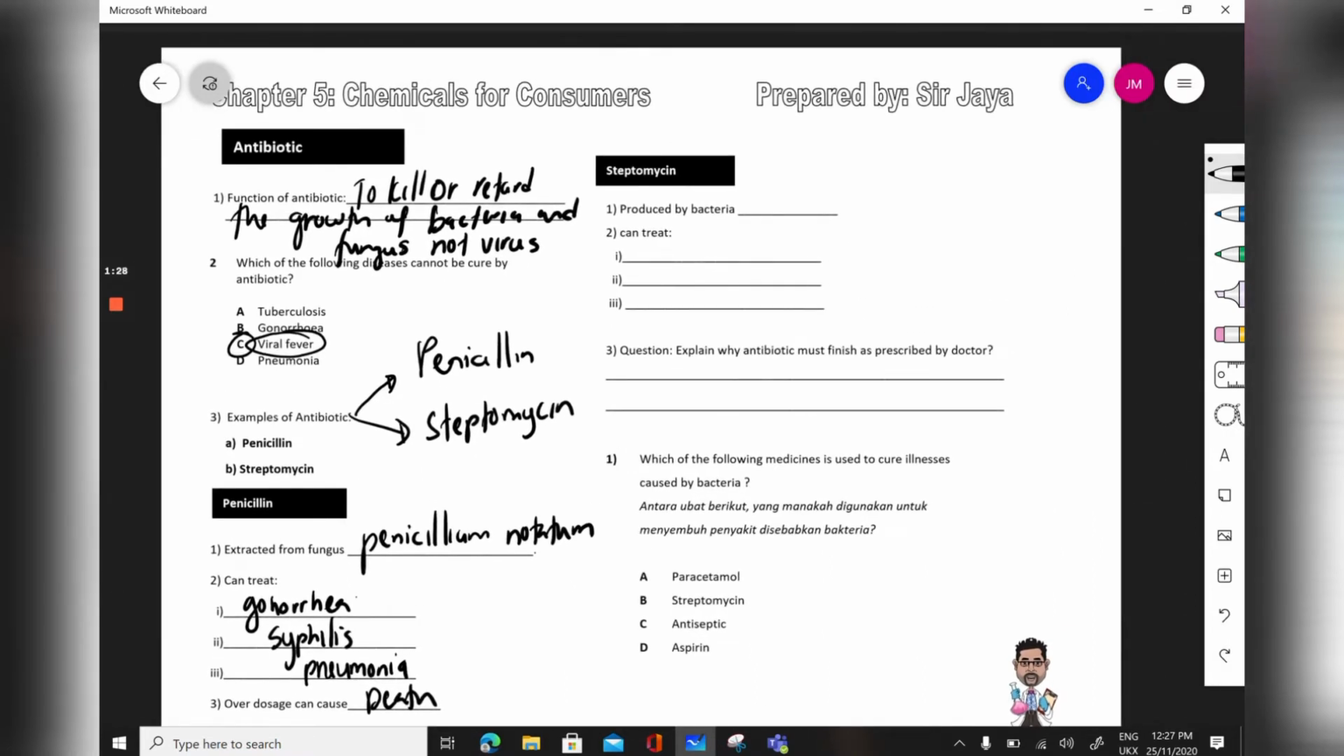The second example of antibiotic is known as streptomycin. Streptomycin is produced by bacteria known as Streptomyces, and this streptomycin is used to treat tuberculosis. Tuberculosis is known as TB, and it is also used for gonorrhea and pneumonia.